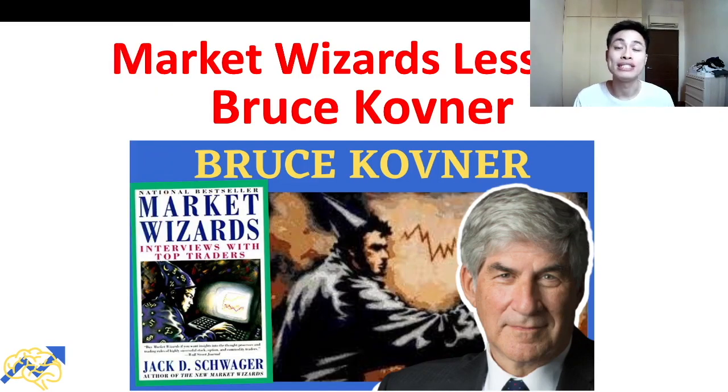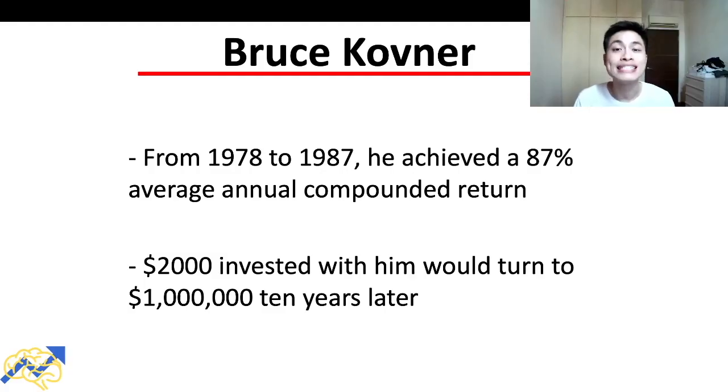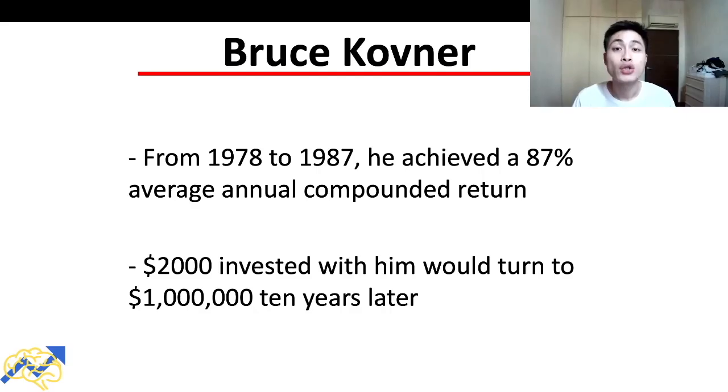So in this market research lessons video, I'll be sharing with you the lessons that I learned from Bruce Kovner. These are some of the achievements that Bruce Kovner managed to achieve in the stock market. From 1978 to 1987, he managed to achieve an 87% average annual compounded return. So with that kind of returns in the stock market, $2,000 invested with him would turn to $1 million just 10 years later. So there are definitely a lot of things that we can learn from Bruce Kovner.